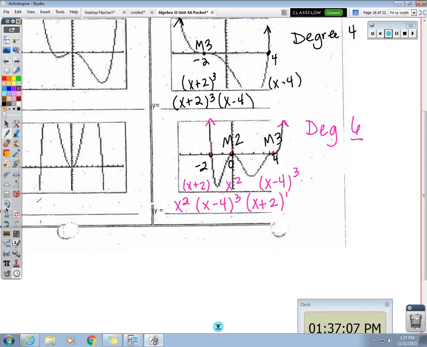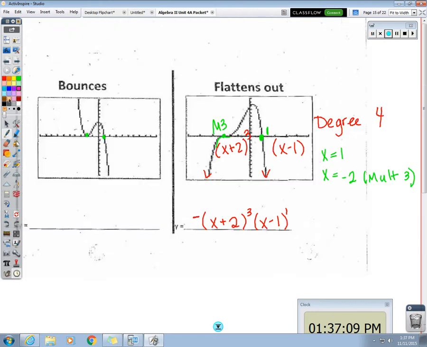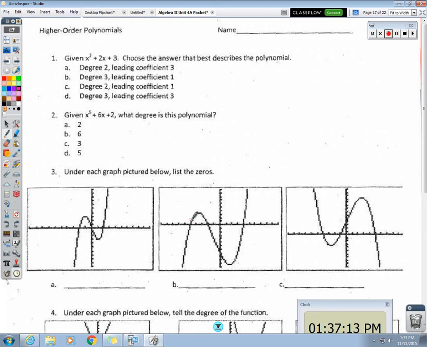Yeah. Okay, so now turn to page 12. All right, number 1 on page 12. Given x squared plus 2x plus 3, choose the answer that best describes the polynomial. Well, first they want to know what degree it is. Is it degree 2 or 3?